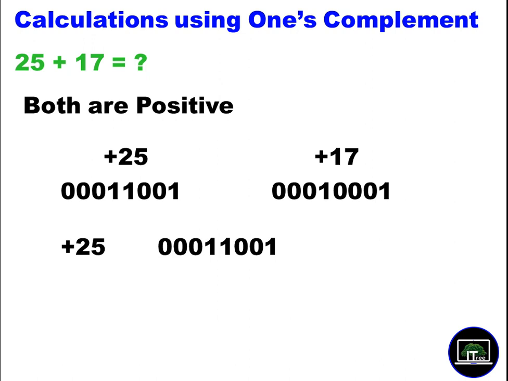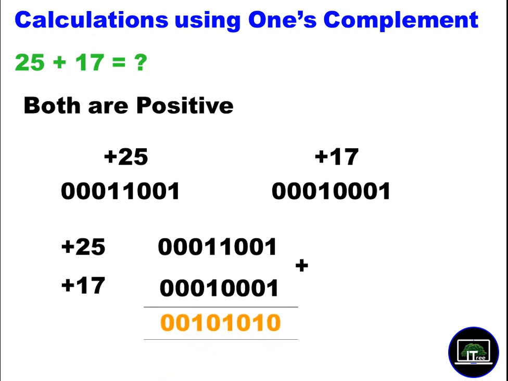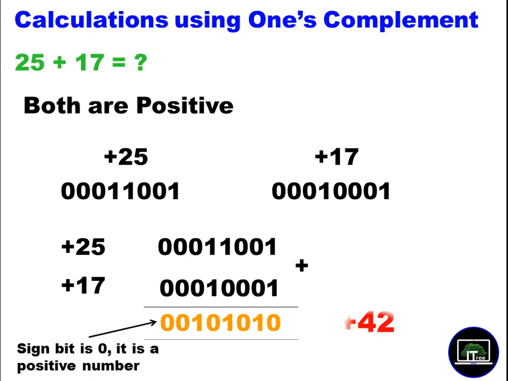Okay, now we add these 2. This is the answer. The first bit is the sign bit. It's a 0. It means this is a positive number. No conversion is required. We can directly find the decimal equivalent of this value. So now it's 42. The answer is correct. We can go one more.